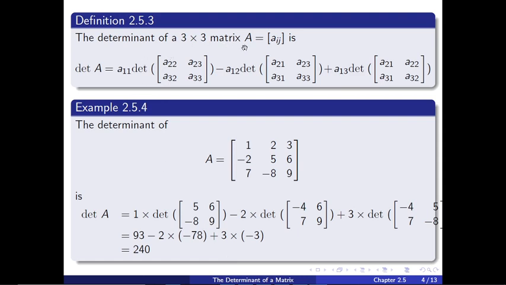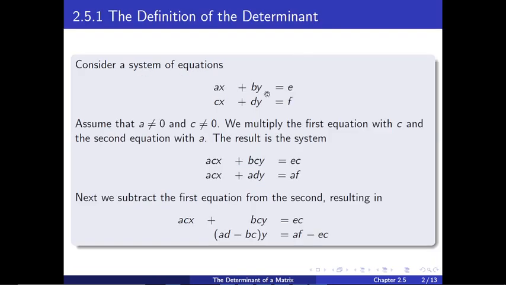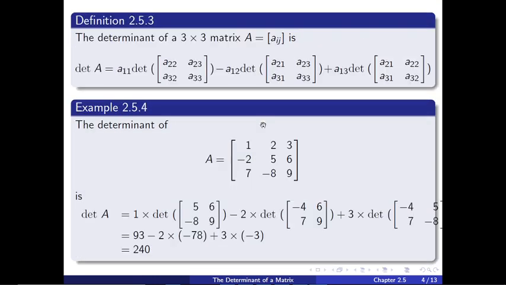Now the determinant of a 3 by 3 matrix a_ij. So if we were to do the same thing that we did but with 3 variables, it will be a bit more complicated, but we'll get to a stage where we can say the determinant is equal to, so this value would determine if we have a unique solution or not. If this is not equal to 0, then we'll get a unique solution.